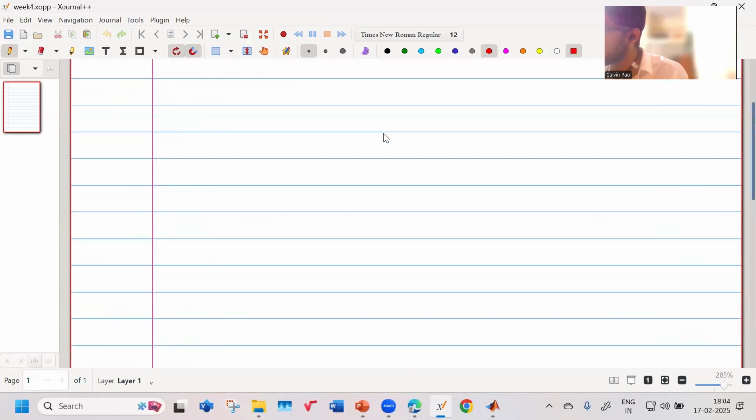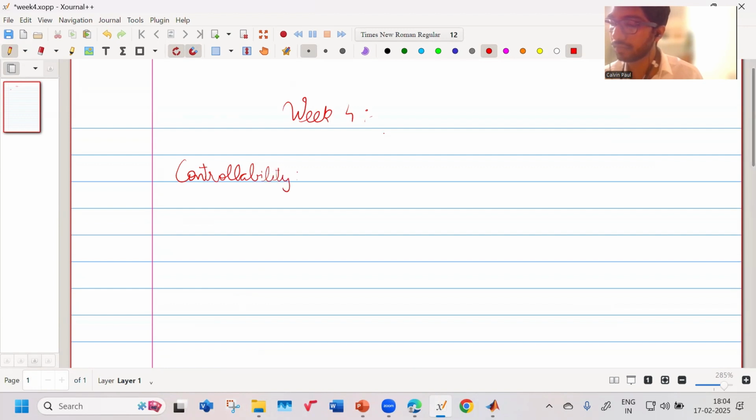Today is week 4, and let's start with the topic of controllability. So we have a system. It could be an LTI system, it could be a linear time varying system, etc. The linear LTI system is given by x dot is equal to Ax plus Bu.